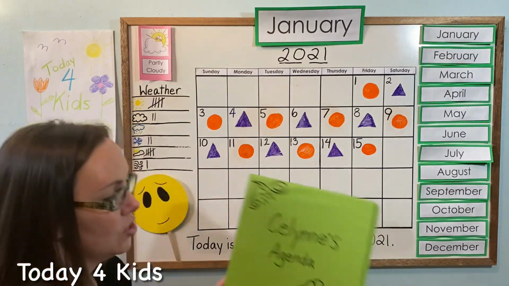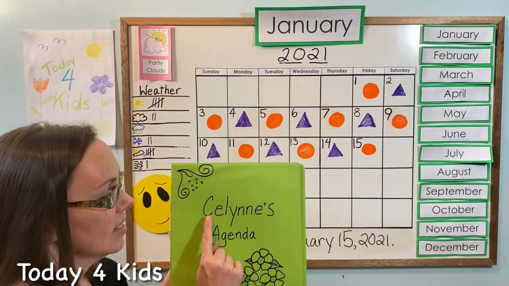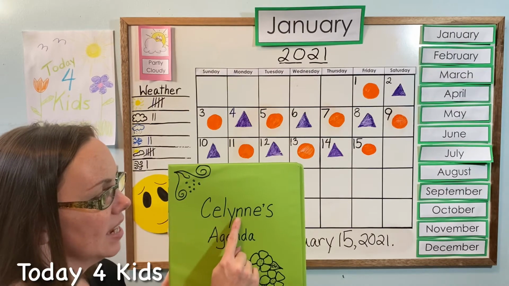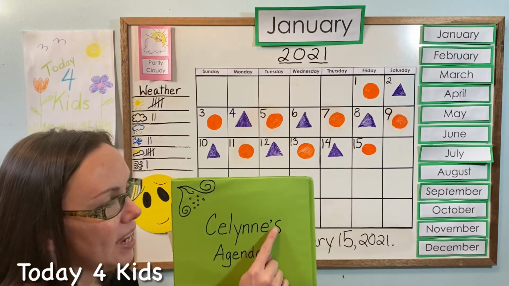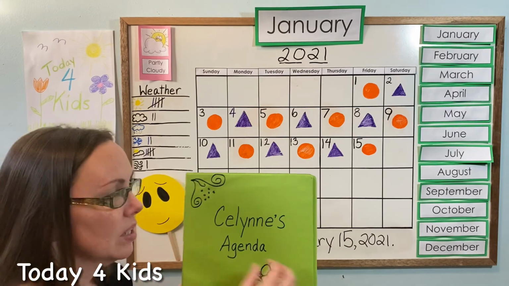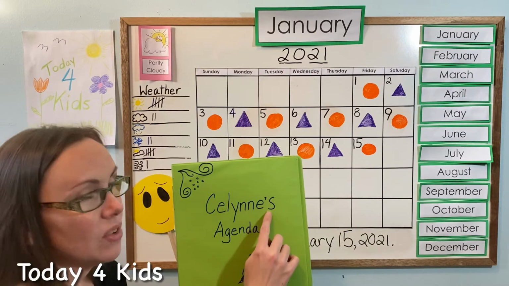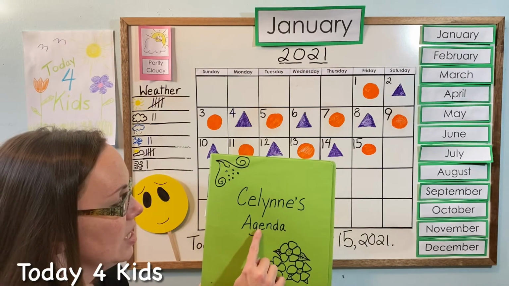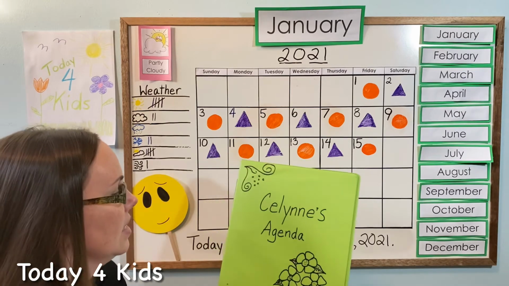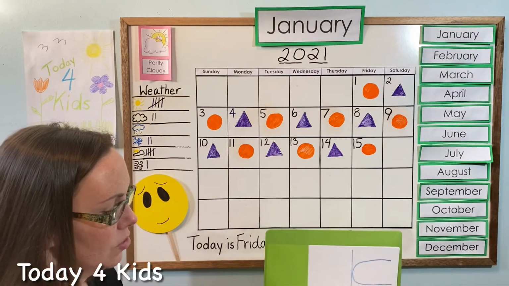So now we're going to do our agenda, and it's my agenda, so I put my name on it. Capital C, E-L-Y-N-N-E, and an apostrophe S, because that apostrophe S tells everybody this is my book. So when they see anybody's name and apostrophe S, that's how they know somebody owns something. And then it's an agenda, A-G-E-N-D-A, agenda.